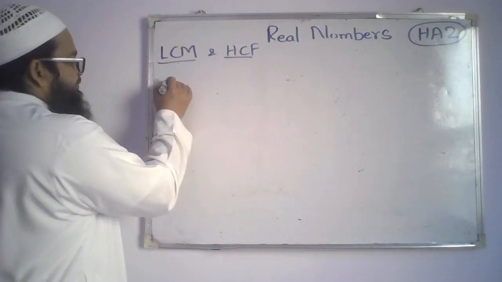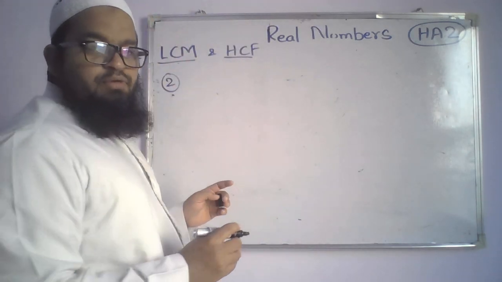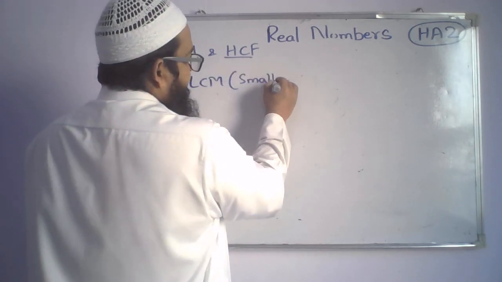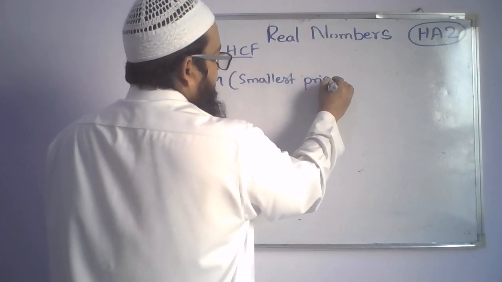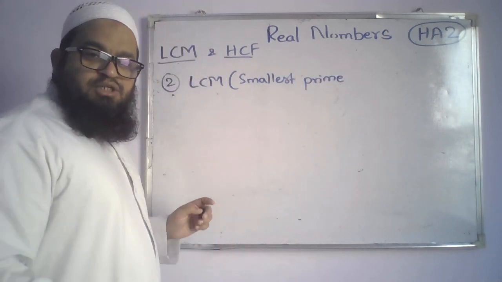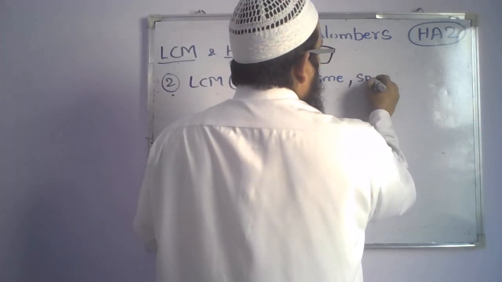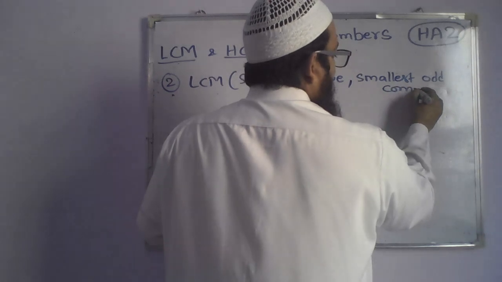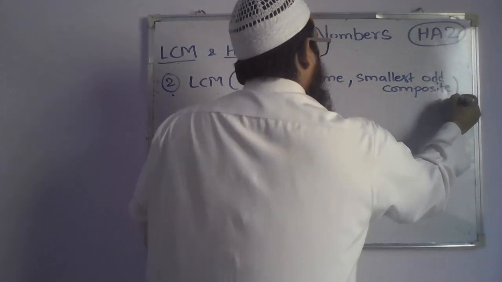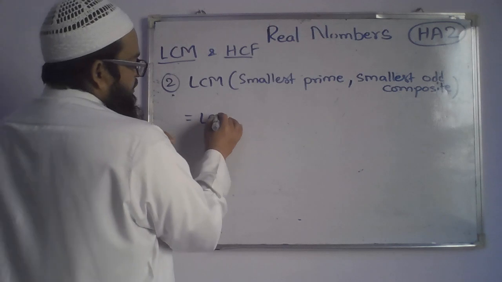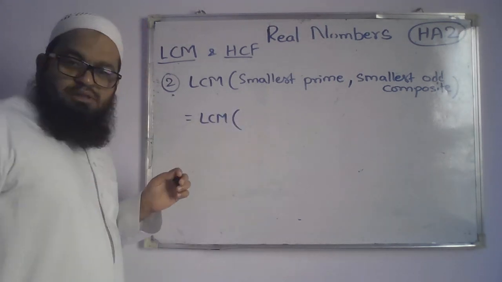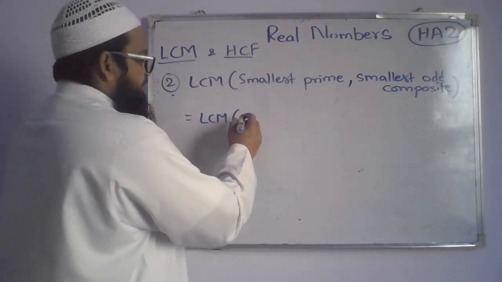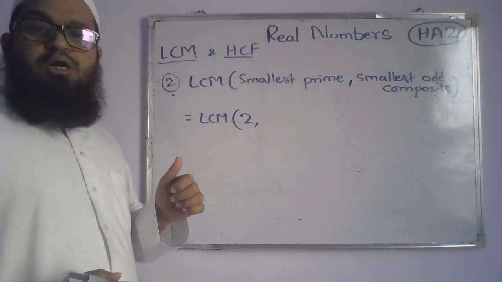The second problem: you have to find the LCM of the smallest prime and the smallest odd composite. Okay, let us find the LCM of this. So what is the smallest prime number? The smallest prime number is 2, right? The smallest prime number is 2. And what is the smallest odd composite number?